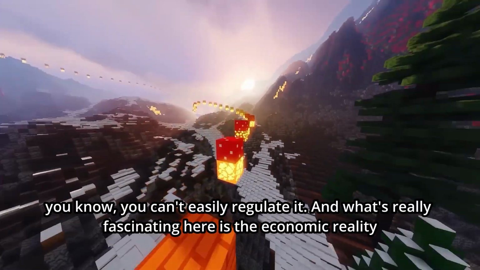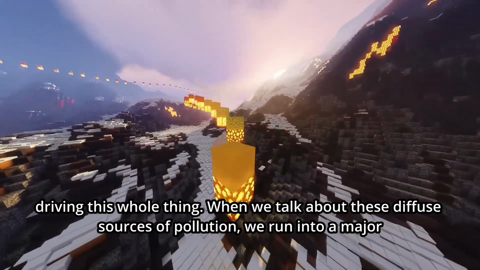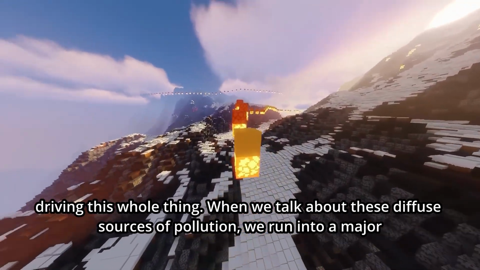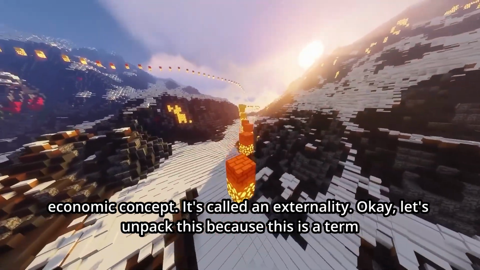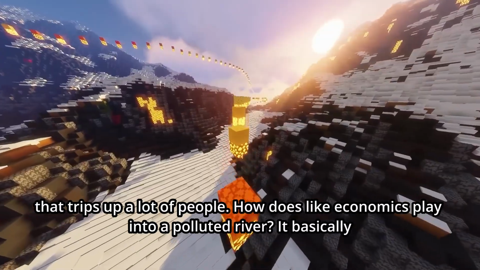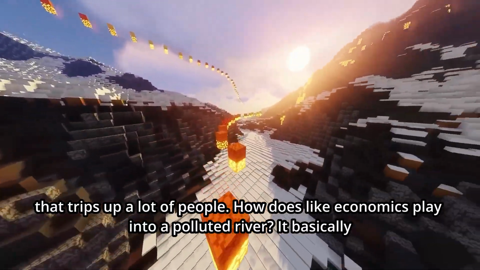And what's really fascinating here is the economic reality driving this whole thing. When we talk about these diffuse sources of pollution, we run into a major economic concept. It's called an externality. Okay, let's unpack this because this is a term that trips up a lot of people. How does economics play into a polluted river?